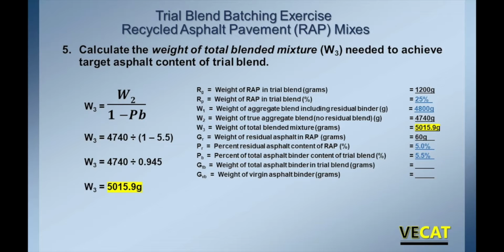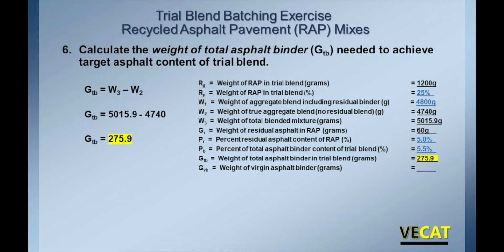So in other words, how much liquid do we add to this sample to get to our target trial blend? We're trying to get 5.5% liquid. We have a total of 4,740 grams of aggregate. So to do that, we're going to divide that number by the percent of aggregate in the finished mix, which will be 94.5% or 0.945. So when we take 4,740 and divide it by 0.945, we get 5,015.9 grams. This becomes the new total weight of our mixture for our sample.